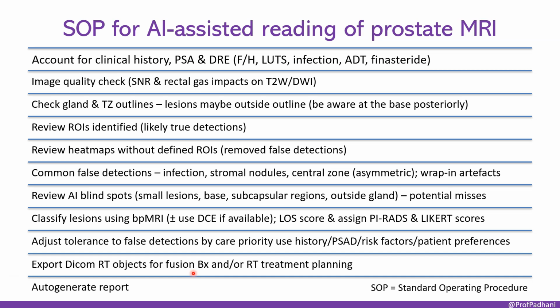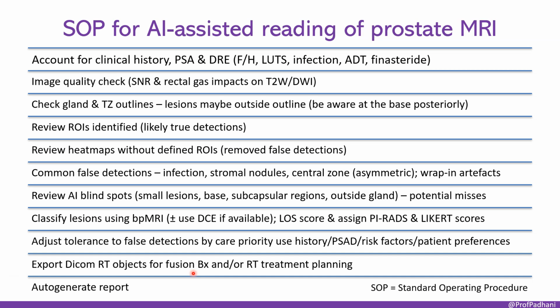Then verify the AI segmentation, especially at tricky spots like the prostate base and apex where errors can happen. Look closely at the outlines. Right. Critically review the ROIs and heat maps the AI identifies. Don't just accept them. And be aware of common false detections, things the AI might commonly flag incorrectly. Like inflammation. BPH nodules. Exactly. Be mindful of how things like infection, post-biopsy changes, or stromal BPH nodules might fool the AI, and also be aware of its potential blind spots. Maybe it struggles with very small lesions, or lesions in certain difficult locations, like the anterior fibromuscular stroma. Know its weaknesses.